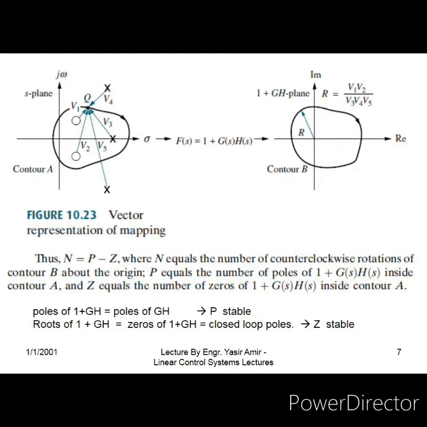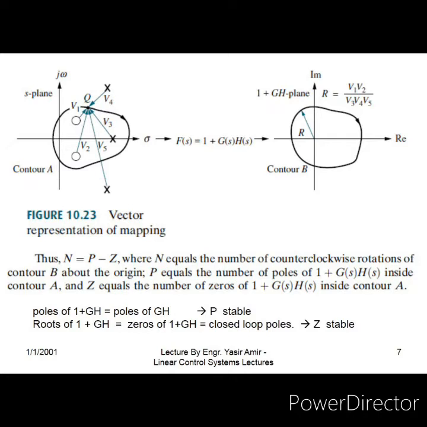So the number of cycles, the number of rotations in contour B, is equal to the difference of the number of poles of 1 plus GH and the number of zeros of 1 plus GH, P minus Z. Here in this diagram, which you can see on the right hand side, we have only one clockwise rotation in contour B. If we have more than one rotation, then you would see two or more loops. Here we have only one rotation. In the next slide, we'll see what it looks like when we have more than one rotation about the origin.